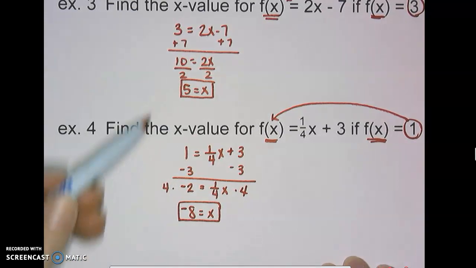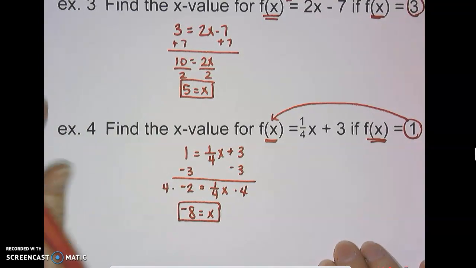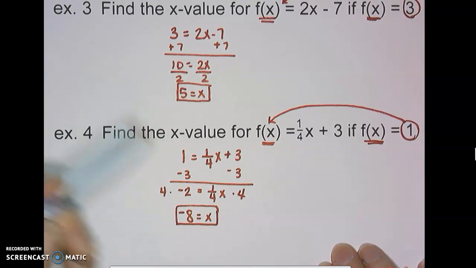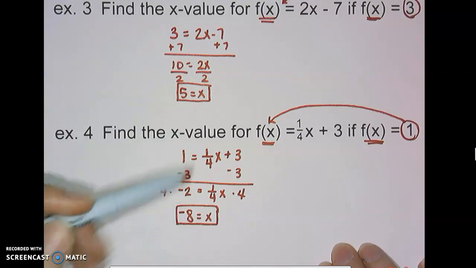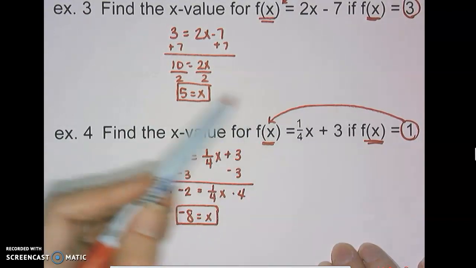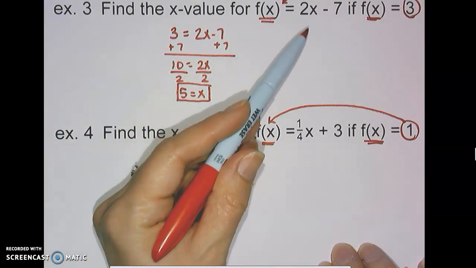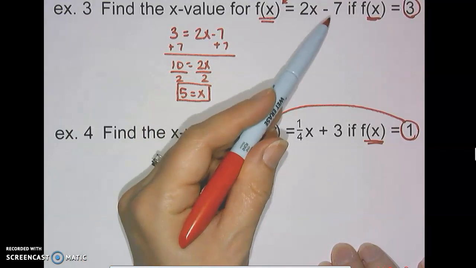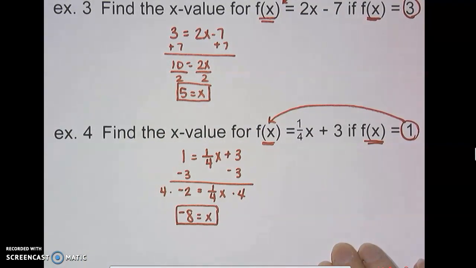Okay, and I didn't talk about this before, but you could also check these by taking the -8, plugging it in for x, and making sure that it gives you 1 back out. Or taking 5, plugging it in here. So 2 times 5 is 10, minus 7 is 3. You can check these answers that way as well.